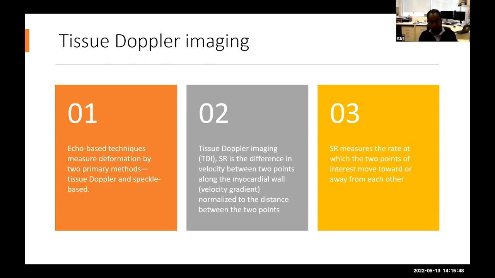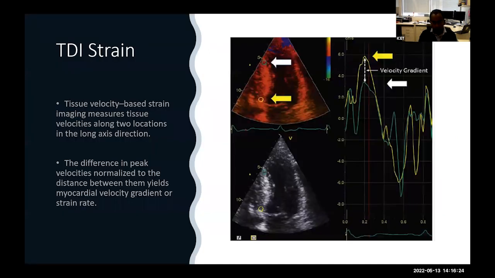Now, in terms of tissue Doppler imaging, strain rate is the difference in velocity between two points along a myocardial wall, from an initial point to the second point. So it's comparing how fast it has moved across the plane. Strain rate measures the rate at which those two points of interest move towards or away from each other. The limitation of tissue Doppler imaging is that it has to be in the plane of the ultrasound wave, because otherwise you won't be able to measure that velocity.